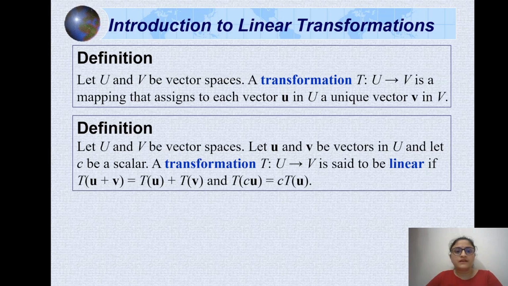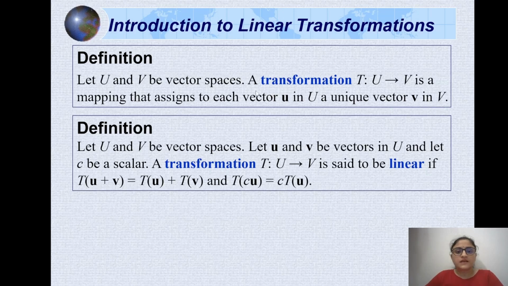We have two vector spaces U and V. A transformation T from U to V is a mapping that assigns to each vector small u in the domain vector space capital U a unique vector small v in the codomain vector space capital V.